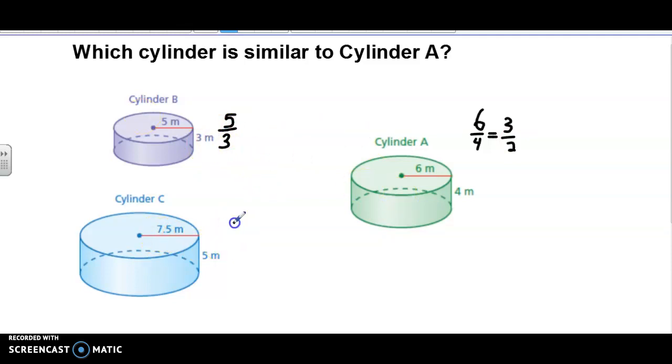This one, 7.5 over 5. Well, 2.5 goes into 7.5 3 times, and it goes into 5 2 times. So 3 over 2 is equal to 3 over 2. So cylinder A and cylinder C are similar. So remember, similar is this squiggly line here. So A is similar to C.